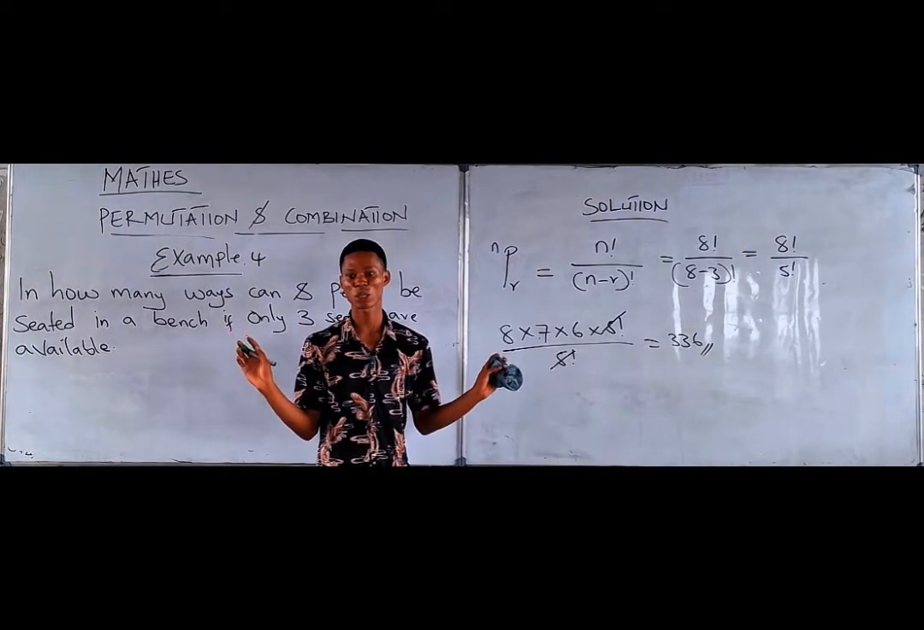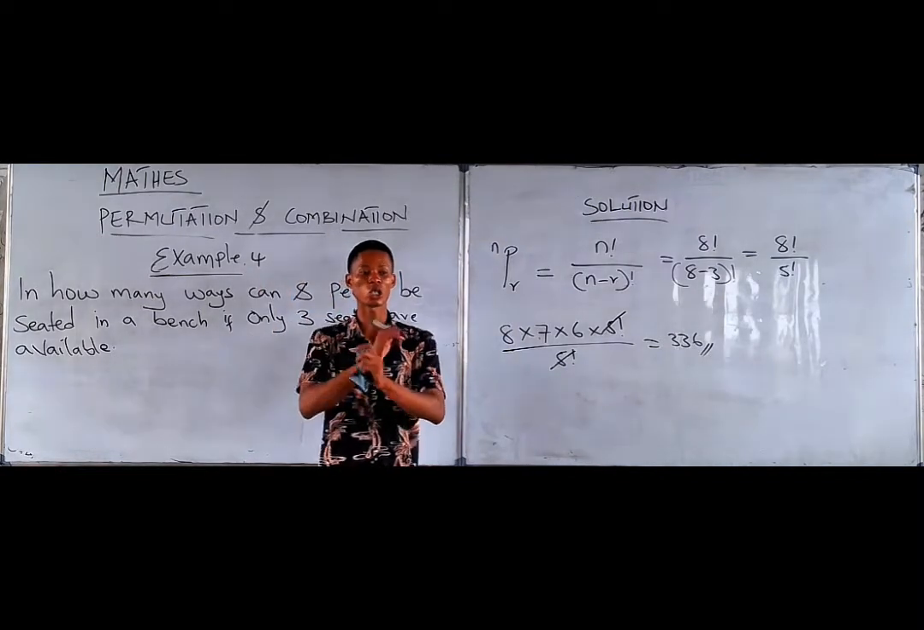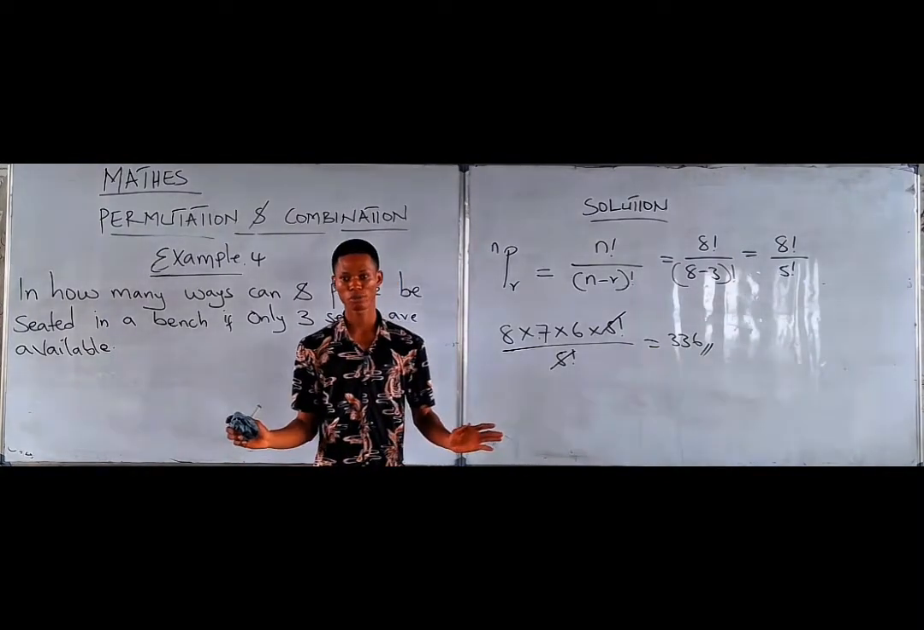That's the simple answer. So it all boils down to knowing if it is permutation or combination. Once you know if it's permutation or combination, you are good to go.